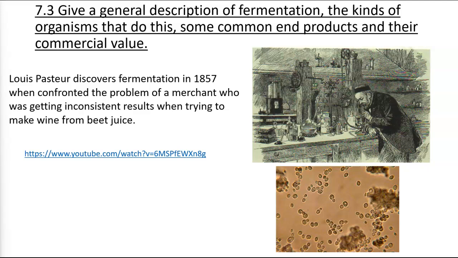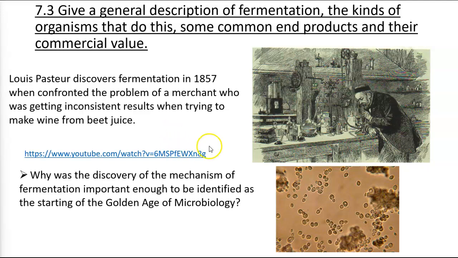They knew that you took beet juice, or you took different kinds of fruit juice or vegetable juice, you put it in a sealed container, you left it at a certain temperature for a certain amount of time, and you got wine. But they didn't know how that happened. And so Louis Pasteur started studying this. And what he ultimately did is he found that microorganisms caused the production of the alcohol.